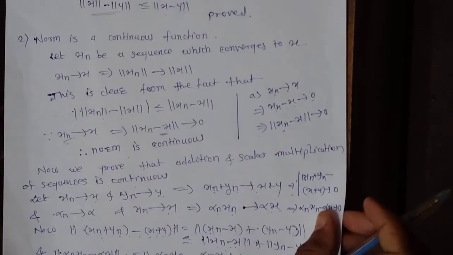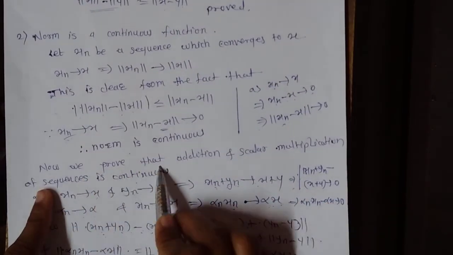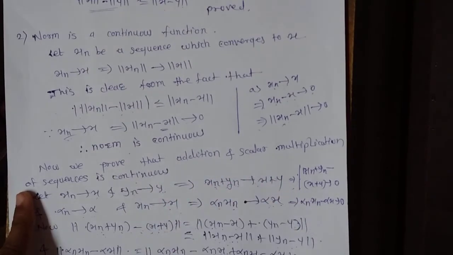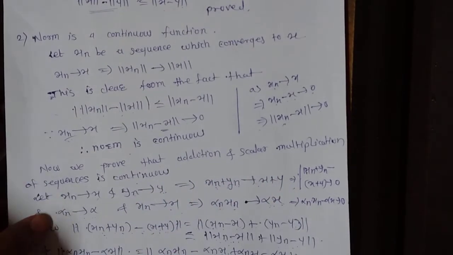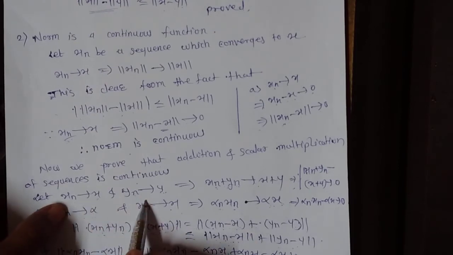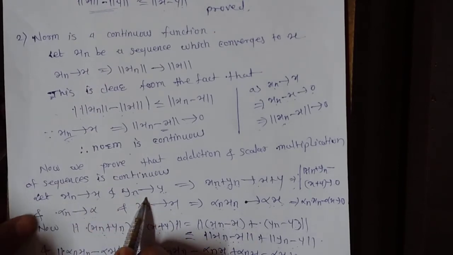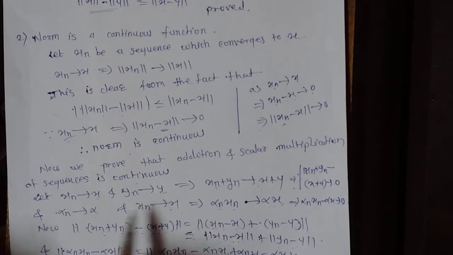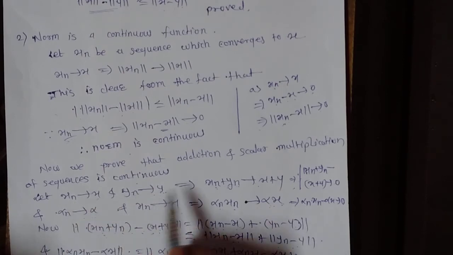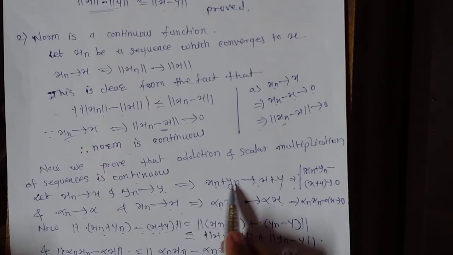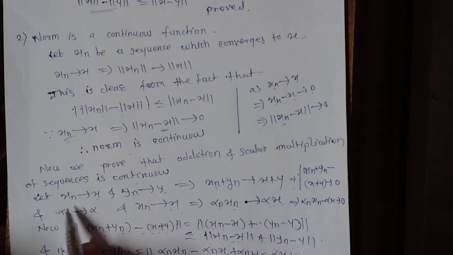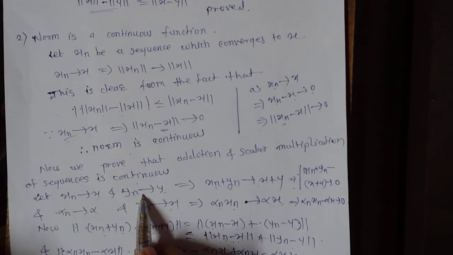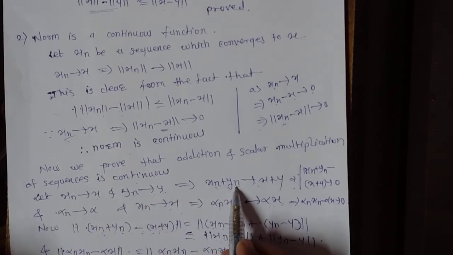Now we have to prove that addition and scalar multiplication are continuous. So see, let xn and yn be any two sequences which are convergent. That means xn tends to x and yn tends to y. This implies xn plus yn tends to x plus y, obviously, right?